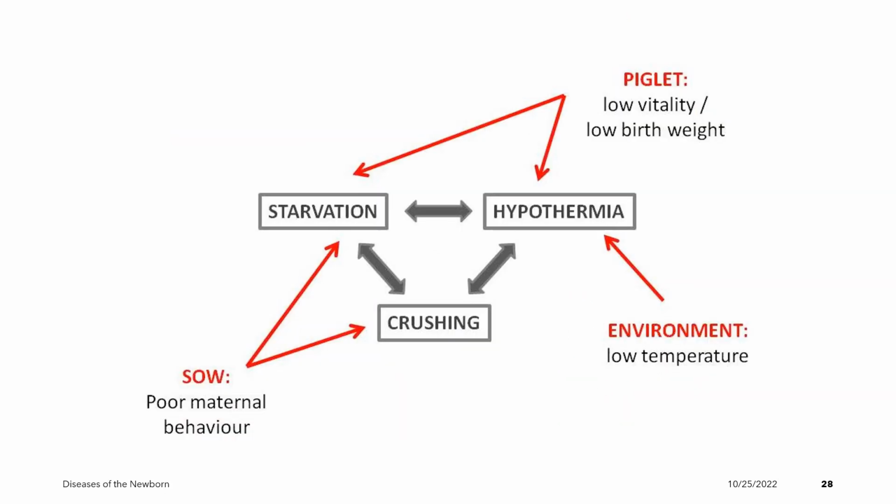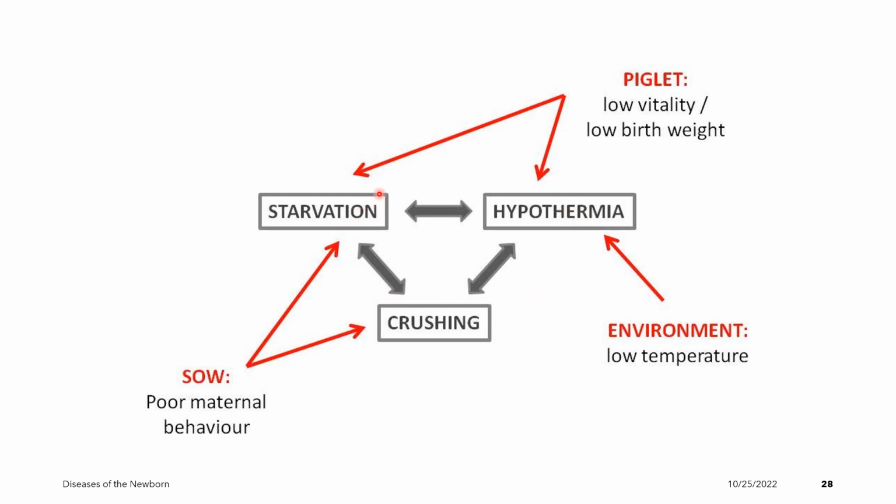These are the contributing factors that can increase pre-weaning mortality in pig production systems. Here we have the interplay of different factors that lead to piglet mortality. We have hypothermia, starvation, and crushing, and the arrows mean that all of these are interconnected to each other.